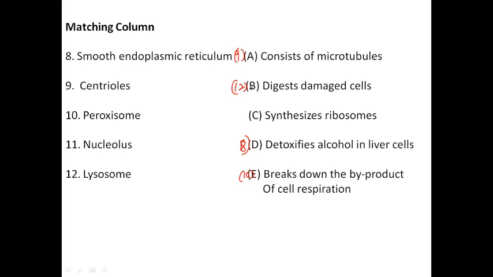So, the smooth endoplasmic reticulum detoxifies the alcohol in the liver cell. If we talk about the centrioles, they consist of microtubules with a 9-triplet configuration. Peroxisomes break down the product, that is peroxides. Then nucleolus is for synthesizing the ribosomal RNA, whereas the lysosomes digest the damaged cell. So this is about the cell and the different organelles present. I hope you understood. Thank you.